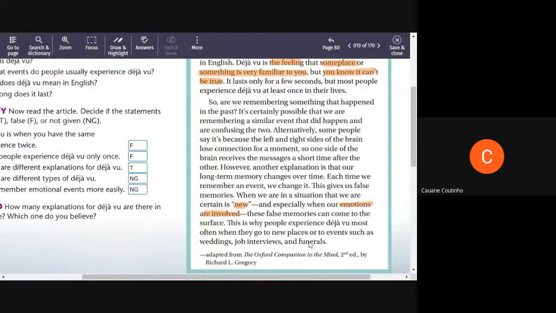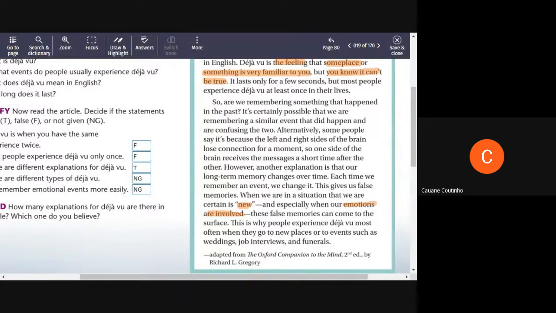say this way in the text. However, another explanation is that our long-term memory changes over time. Each time we remember an event, we change it. It gives us false memories.